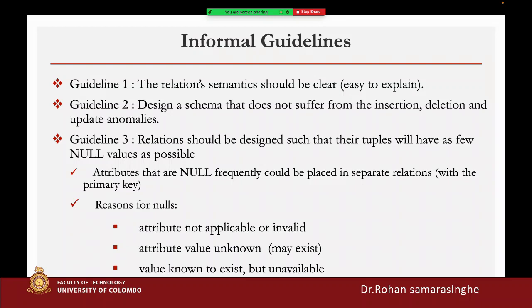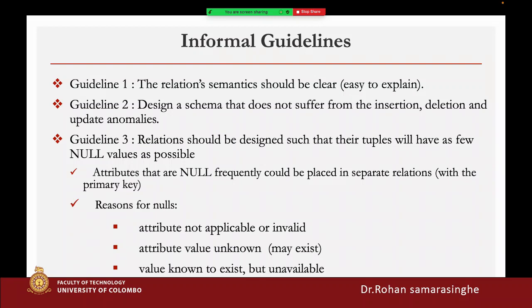What we did is we removed the insertion anomalies, update anomalies and deletion anomalies. And the third guideline is that the relation should be designed such that their tuples will have as few null values as possible. You know that the primary key cannot be null.